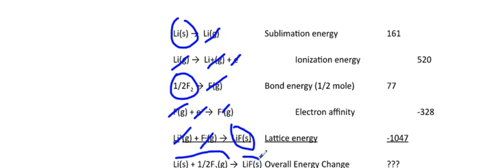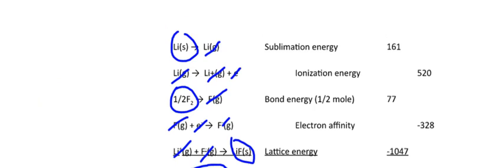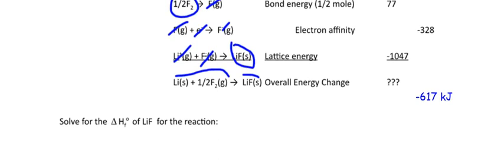This is my delta H of reaction. So how am I going to solve for it? Well, folks, just add this all up. What's 161 plus 520 plus 77 minus 328 minus 1047? What do you get? I got negative 617. All right.